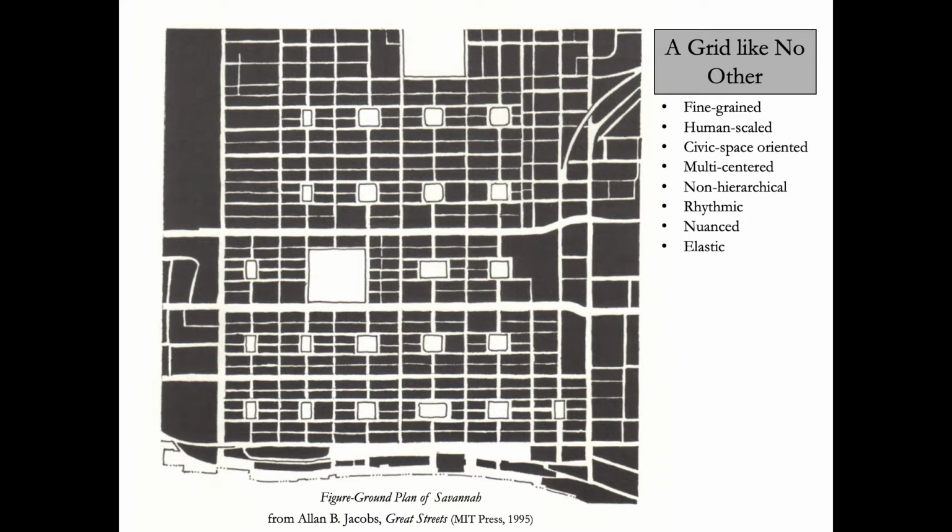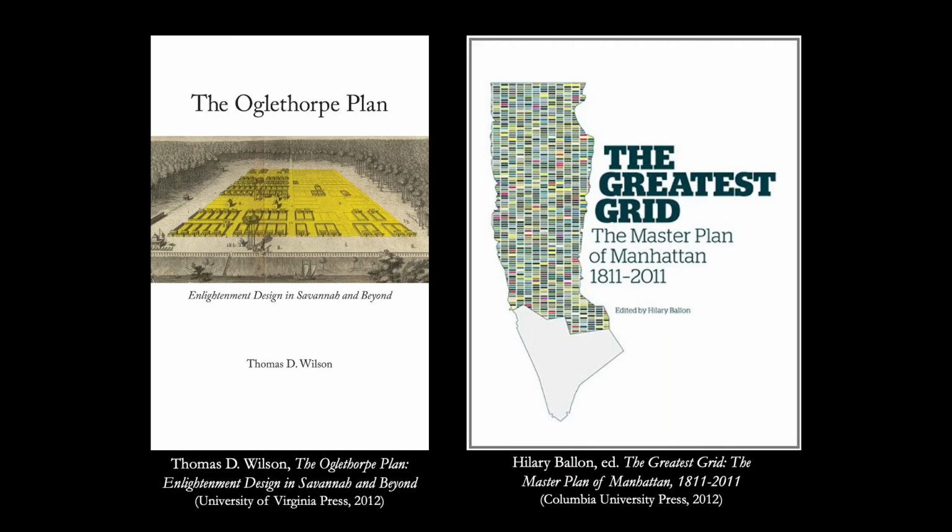If we could list just a few of these qualities, it is a fine-grained grid. That's one of my favorite ways to describe it. It is a human-scaled grid. It's a civic space-oriented grid, a lot of public space. It is multi-centered. It's non-hierarchical. It's rhythmic. It's nuanced. And, of course, it's elastic, as we have suggested. Let me just start with this proposition that it's a grid like no other.